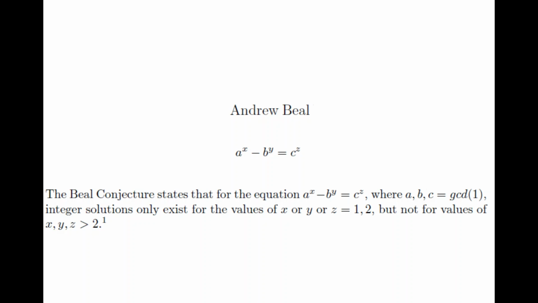He wondered if there were any whole number solutions to this equation when all three exponents x, y and z are greater than 2. We know that solutions do exist when all three exponents are squared, because that's just the Pythagorean triples. But what happens when all three exponents are raised to the power of 3 or more?